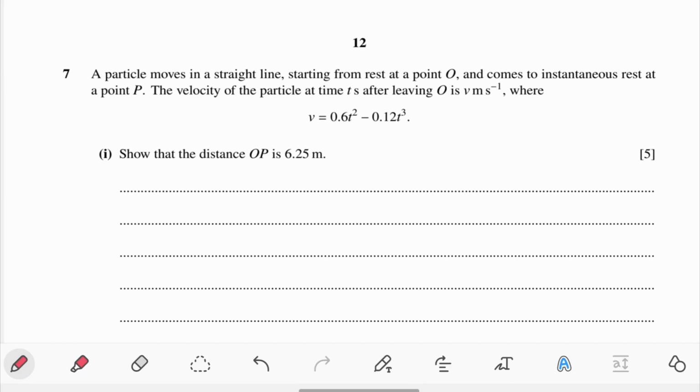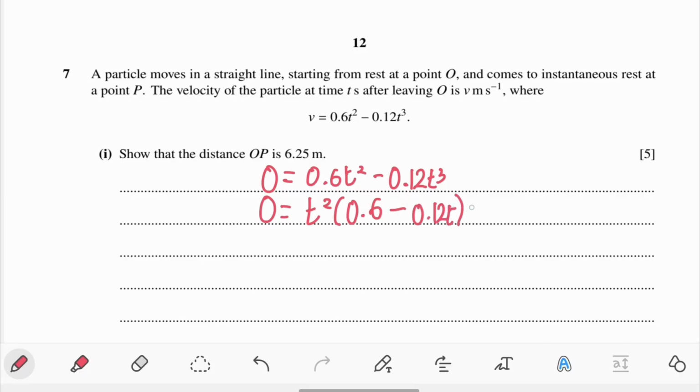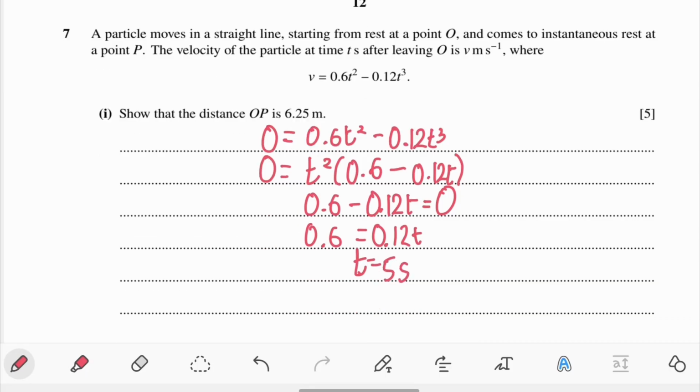A particle moves in a straight line starting from rest at a point O and then comes to instantaneous rest at a point P. Okay, and they've provided the velocity equation. Show that the distance OP is 6.25 meters. So basically, first we have to equate it to 0 because they said that it comes to instantaneous rest at the point P. So equate this to 0 and solve it. Here we can factorize t out, because the t is equal to 0 solution is not needed. So t is equal to 5 seconds.